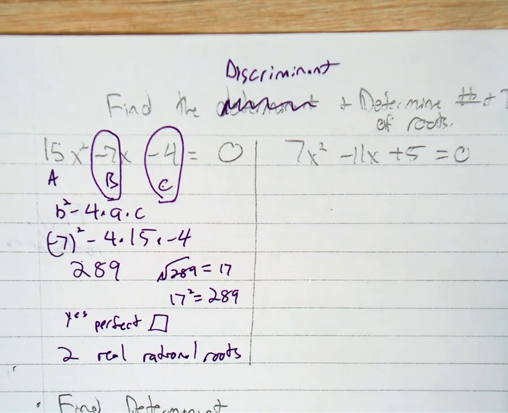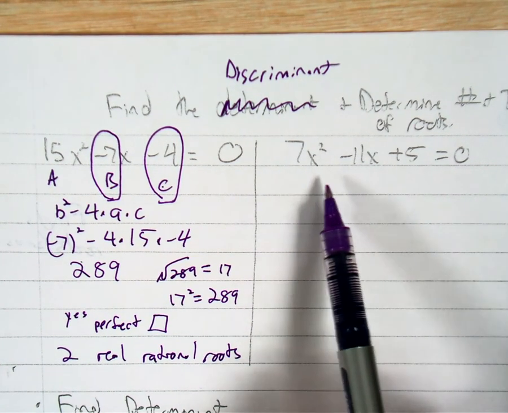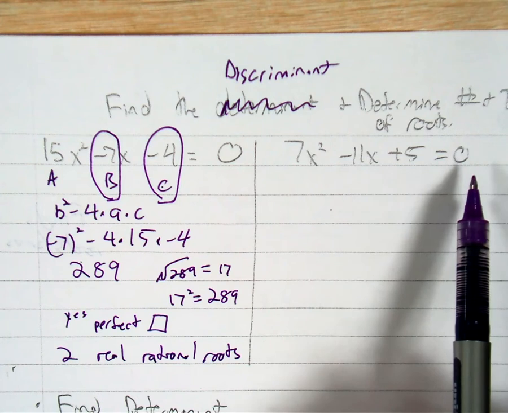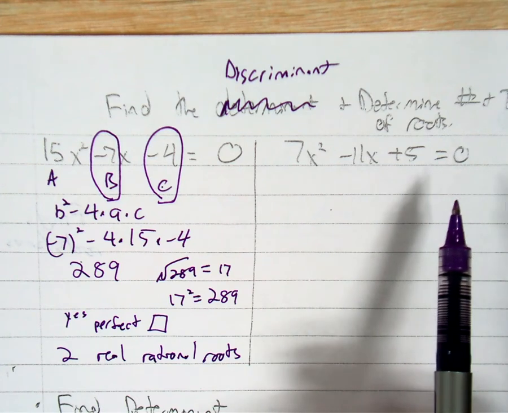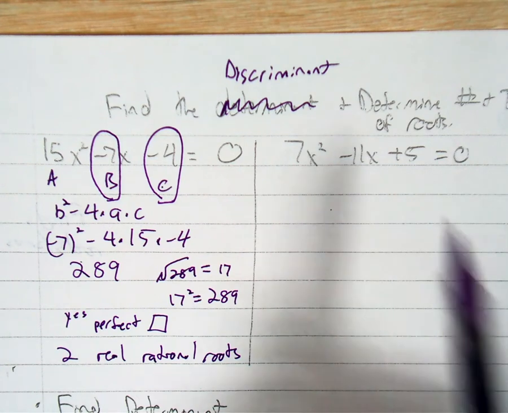All right, you try over here. 7x squared minus 11x plus 5 equals 0. Go ahead and hit pause and give that one a shot.